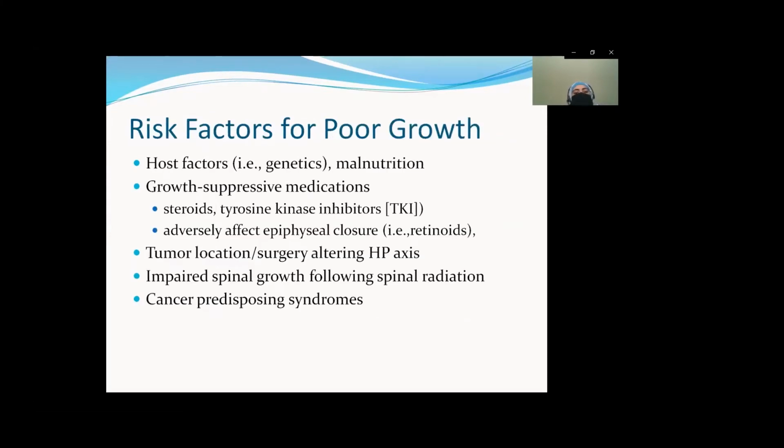Some risk factors for poor growth in childhood cancer survivors are, of course, malnutrition, genetic short stature, or presence of some other syndromes like Noonan syndrome, Down syndrome, or Turner syndrome. Moreover, drugs that may contribute to short stature, the primary tumor location and the surgery that might affect the hypothalamic pituitary axis, and last but not the least, the radiation to the spinal column.